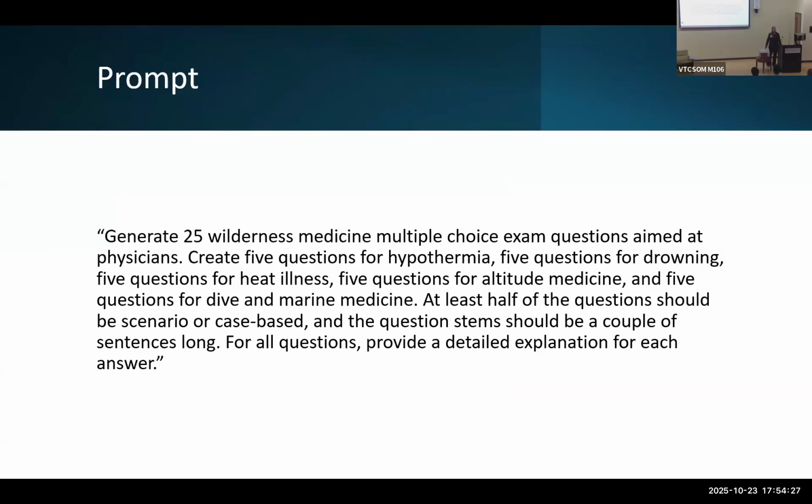So as you know, for anyone dabbling in AI, your prompt generation is key. We didn't spend a lot of time working on this prompt or optimizing it, but this is what we came up with.